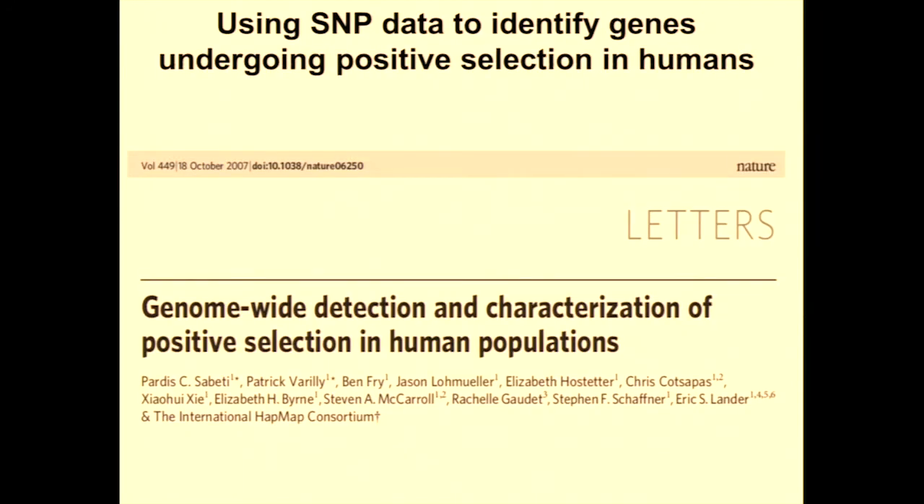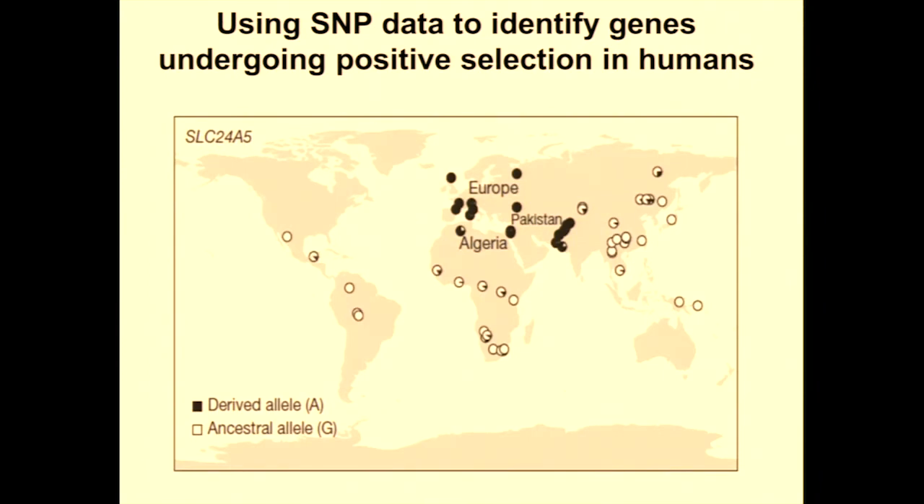Having maps of common genetic variation enables you to do some really other interesting things. So people have now taken these maps and asked, where is selection occurring in human genomes? This here is data from the HapMap project, where it's showing the frequency of a particular variant in this gene, and showing within different human populations from different points around the planet, what's the frequency of the derived allele, in this case a G to an A variant, and how common that is in these different populations.